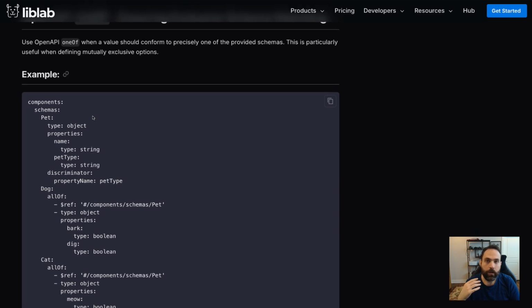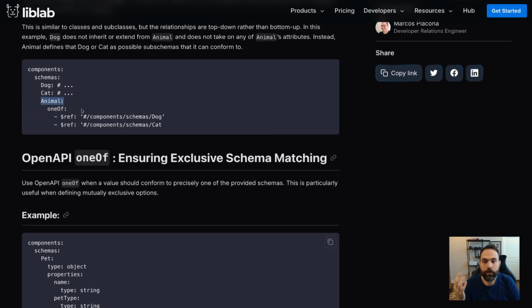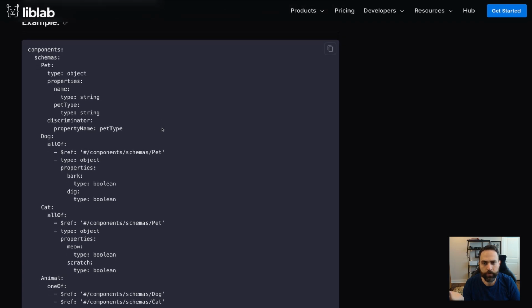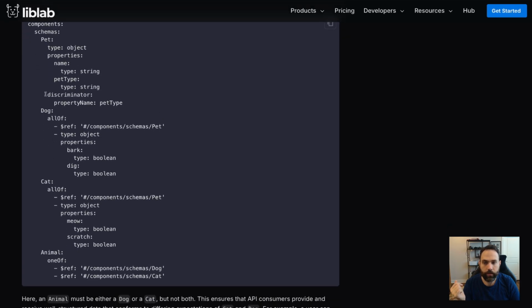So first, oneOf is pretty self-explanatory, but it essentially means that when you're defining a higher level schema like animal there, you can say essentially that that animal is one of these two, and it cannot be both. So down here in this example, we see that we have schemas for pet, schemas for dog, cat, and animal. And we can see, for example, that dog references the pet schema and thus must have the properties of the pet schema. And that's the same as cat.